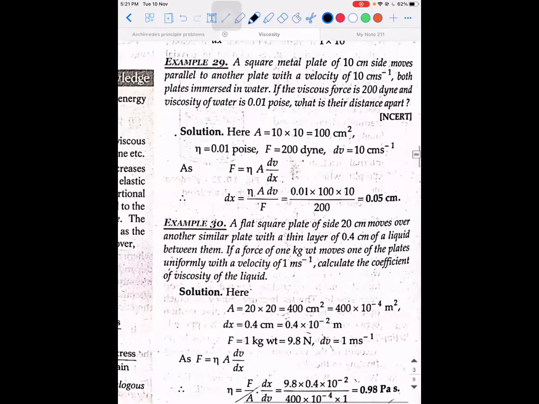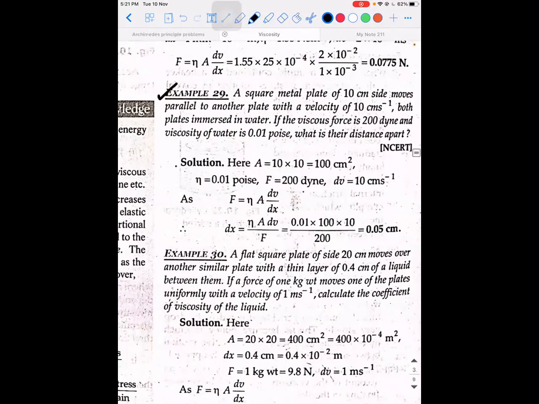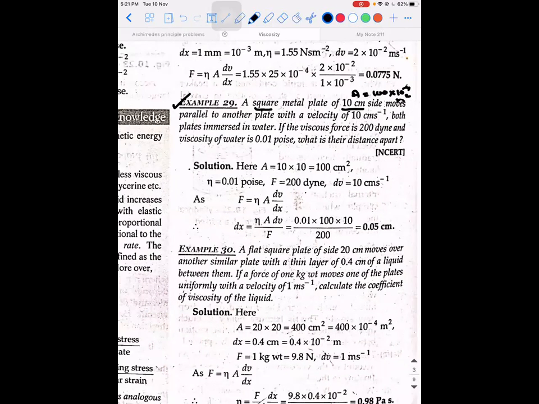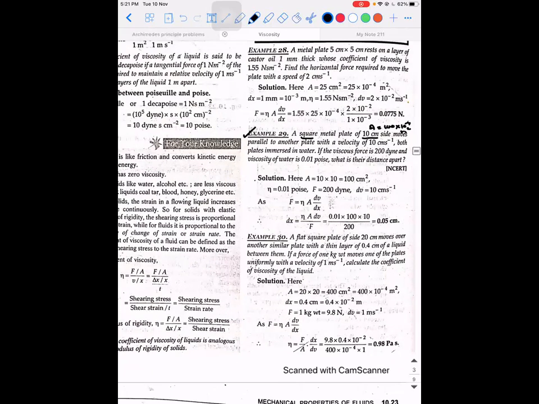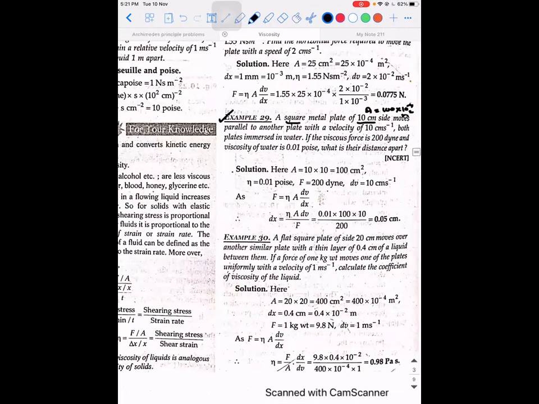So try this one. There is a square metal plate of side 10 centimeter. So when they have told square and the side is given, indirectly the area is given. So what is the area? 100 into 10 power minus 4 meter square. It is moving parallel to another plate with a velocity of 10 centimeter per second. So dV is 10 centimeter per second.